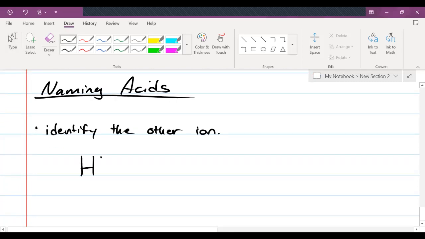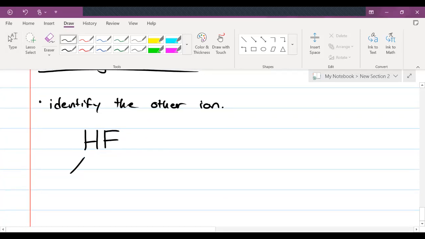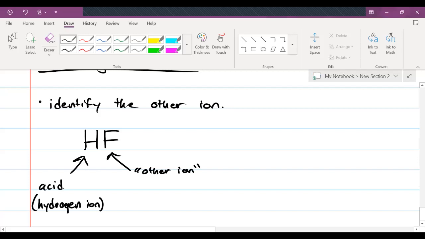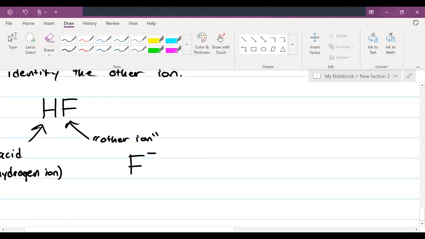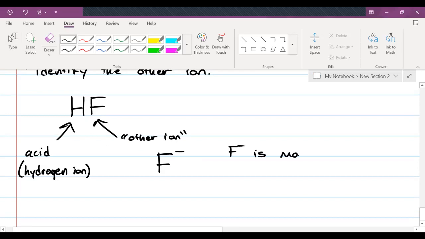Well, take a look at HF. You see that hydrogen, right? Because there's a hydrogen, what should that scream at you? Acid, acid, acid. That's an acid. That's a hydrogen ion. But this is that other ion. This is fluoride. Is fluoride monatomic, which means it's only one atom making up the ion, or is it polyatomic, which means there are multiple atoms making up the ion? It is monatomic. This is very important. Fluoride is monatomic. This literally means one atom.